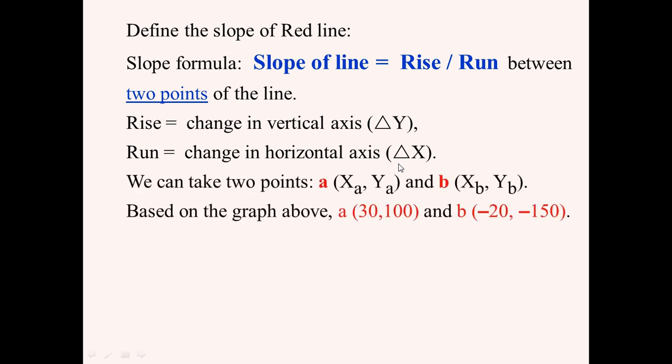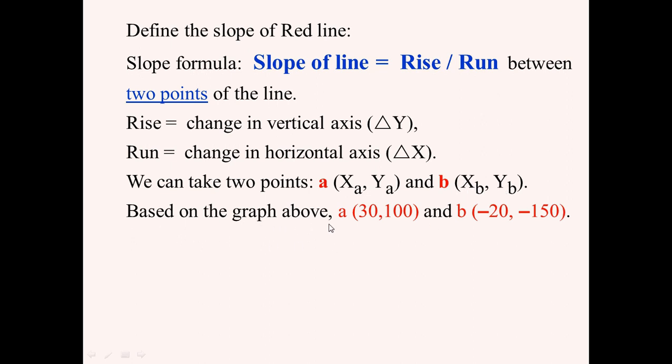The change means one point minus the other point. That's why, in order to get one point minus the other point, you need to get 2 points. So we take 2 points: A should be xa, ya, and B should be xb, yb.